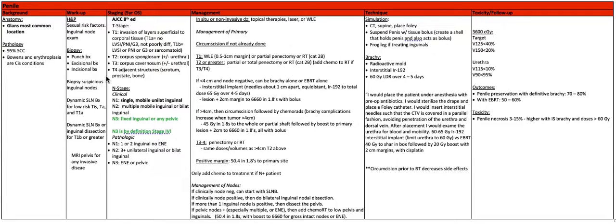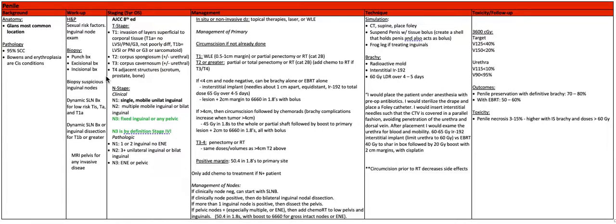You can add chemo to radiation for T3 or T4. If you have a tumor that's less than 4 cm and node negative, you can treat with brachytherapy alone or external beam alone. Interstitial implant, needles about 1 cm apart, equidistant, iridium 192 to a total dose of 65 gray over 4 to 5 days. Lesion with a 2 cm margin to 66 gray at 1.8 gray per fraction with bolus would be your external beam treatment. If you have greater than 4 centimeters, then circumcision followed by chemoradiation.